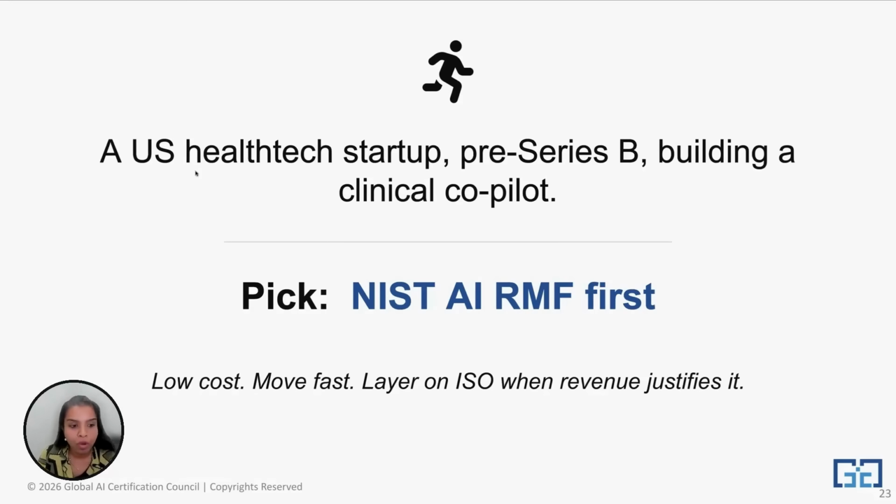Number 2, if you're a US health tech startup, pre-Series B, building a clinical copilot, in that case, start off with NIST AI RMF. Then, if you're moving faster and your clients are looking for a more structured framework, move on to ISO 42001. So in this case, start from one and finish with ISO.